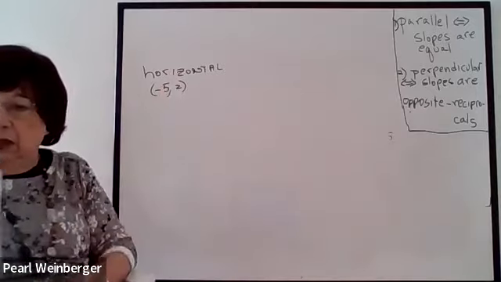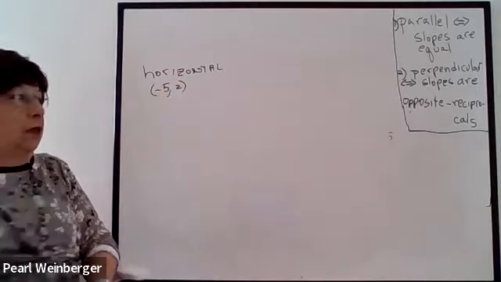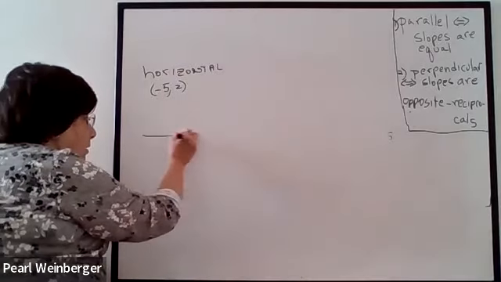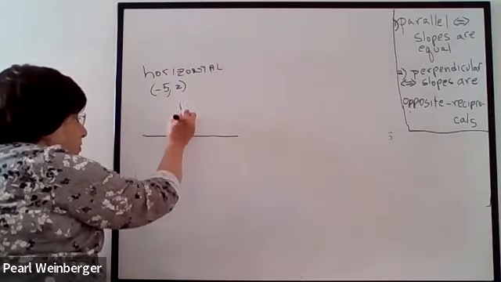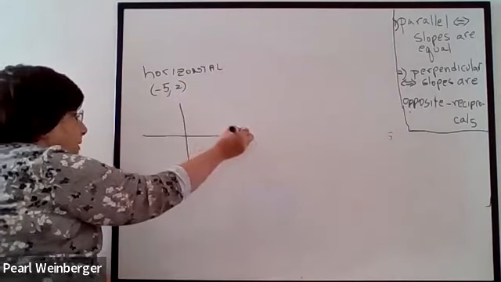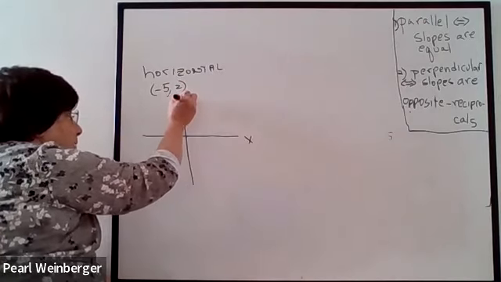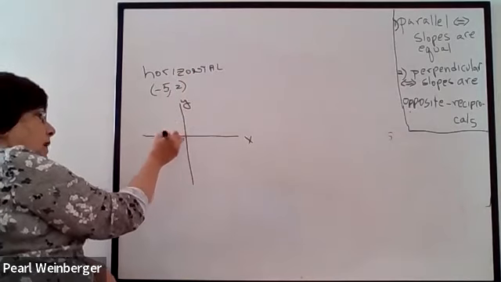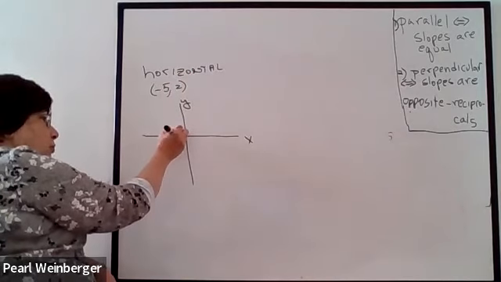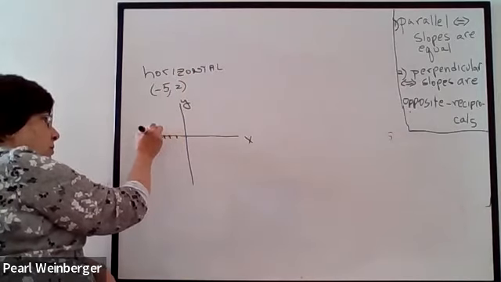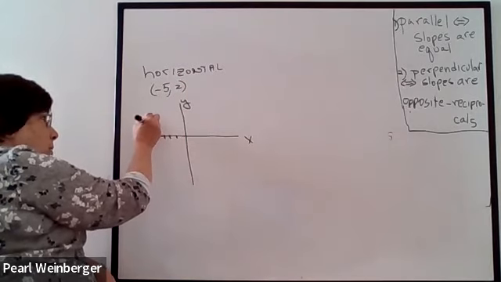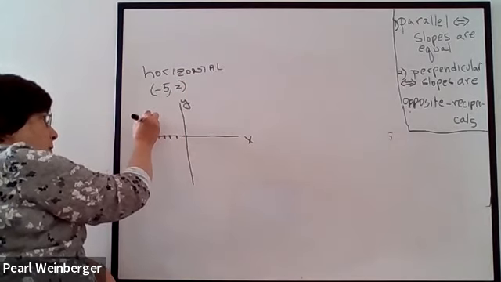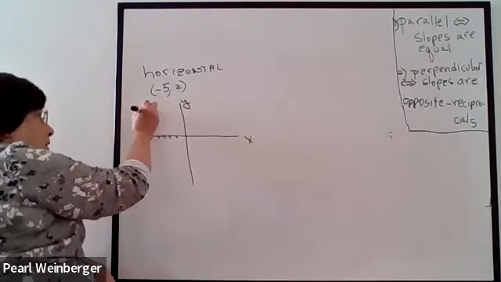Now, for this question, let's just look at what's being asked here. Here's my graph, here's my X, here's my Y. Let's remember, the point -5, 2 is 5 to the left and 2 up. And here's the point -5, 2.